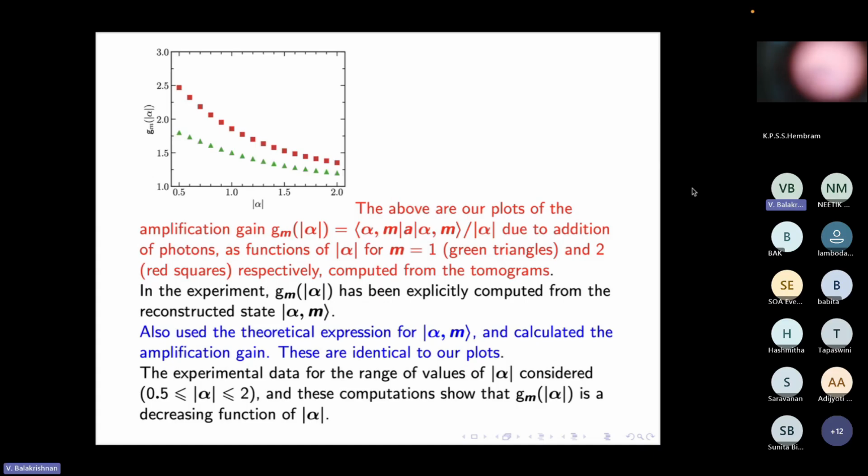So the above are our plots of the amplification gain that I talked about in this context due to addition of photons. You see that the amplification gain Gm of alpha for m equals 1 is given by the green triangles, and for m equal to 2 by the red squares. And this is the way the amplification gain goes. And this has been computed by the experimenters after reconstruction of the state. We have used this experimental data for the range of mod alpha from 0.5 to 2 because that's what the experimenters have used.